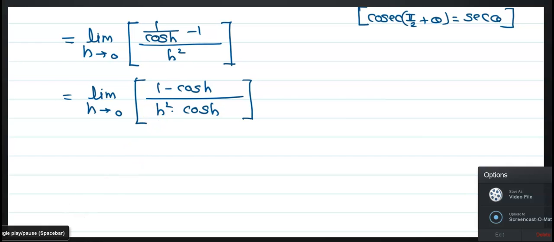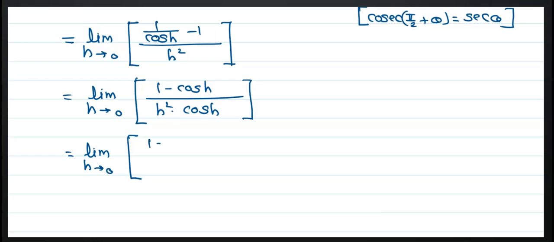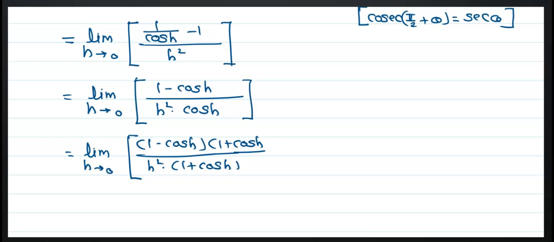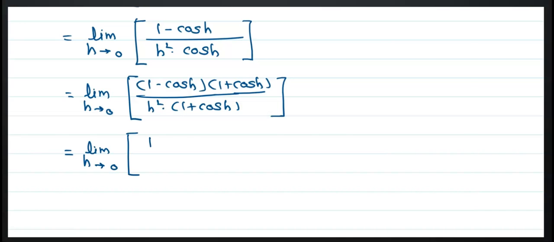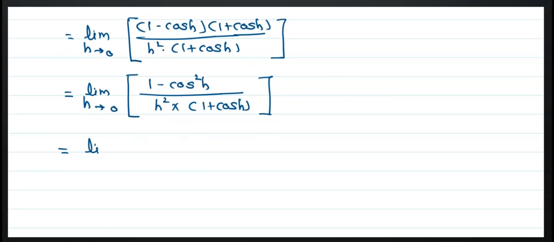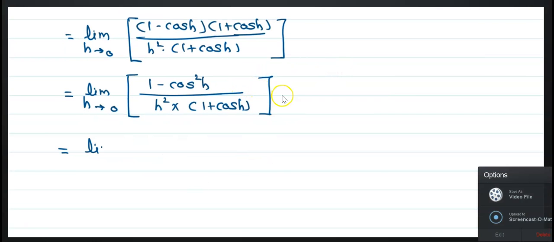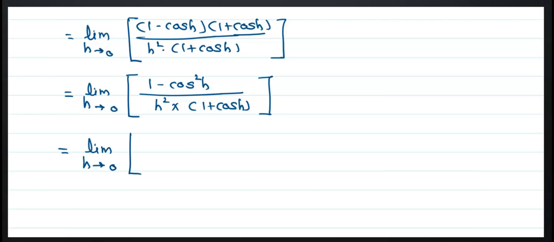Now in this way we solve here. We multiplied the numerator and the denominator by 1 plus cos h. One thing is remaining, that is the limit of 1 upon cos h as h tends to 0. The value of that is 1, that's why I have not written it.